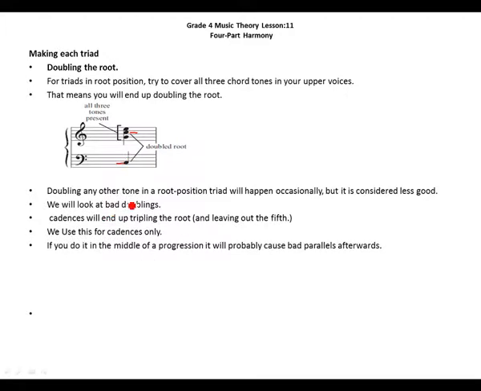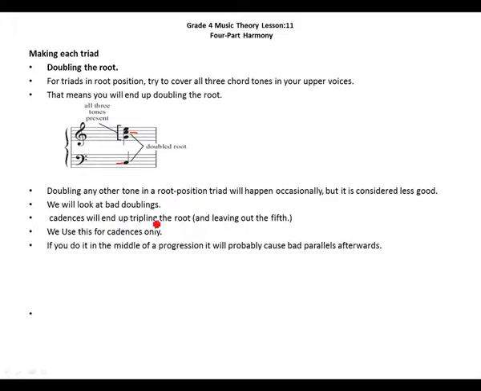Doubling any other tone in a root position triad will happen occasionally, but is considered less good. It won't be something that happens all the time, but doubling the root is what will happen all the time when we are in root position. We will look at the bad doubling at a later stage.